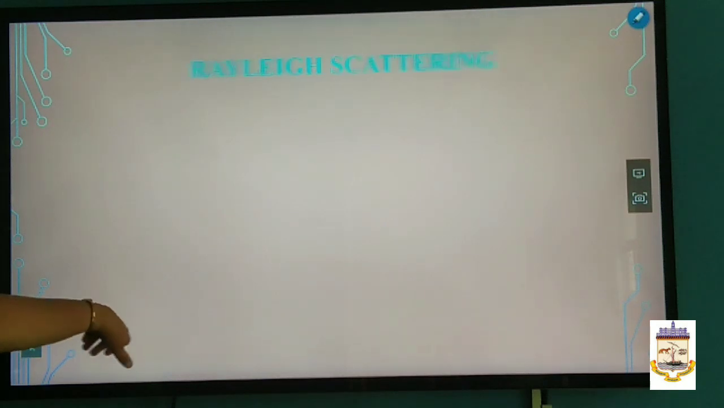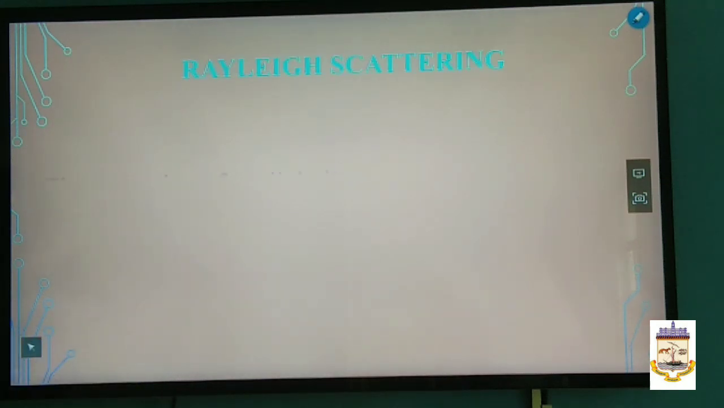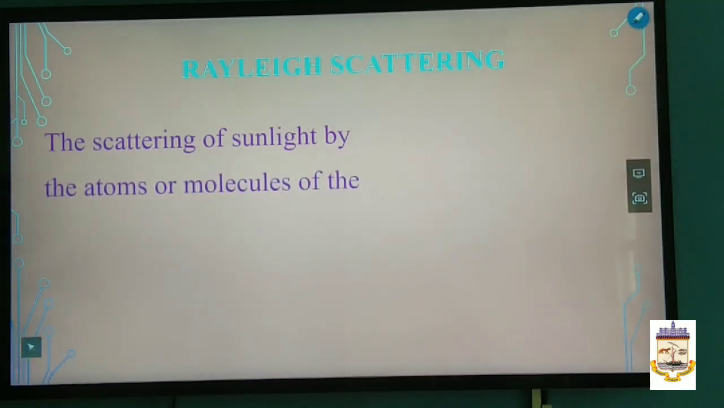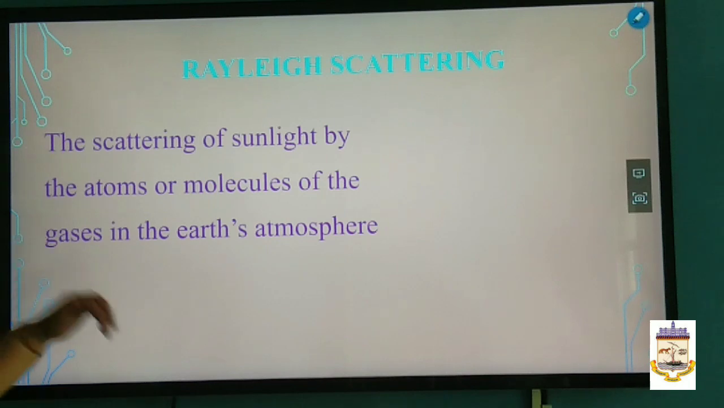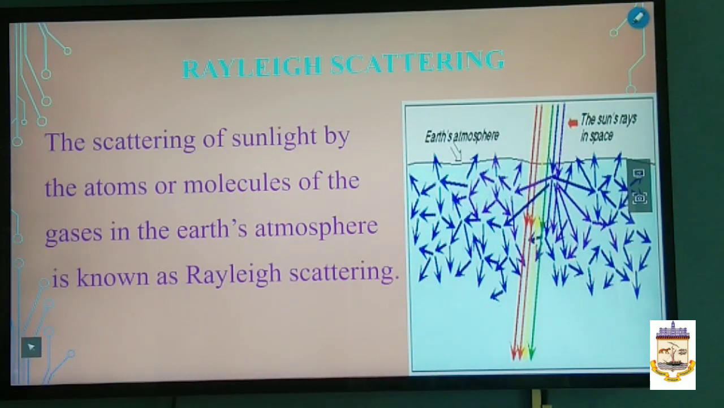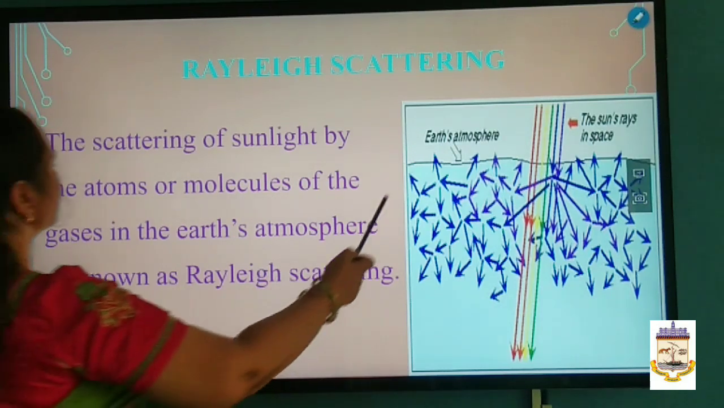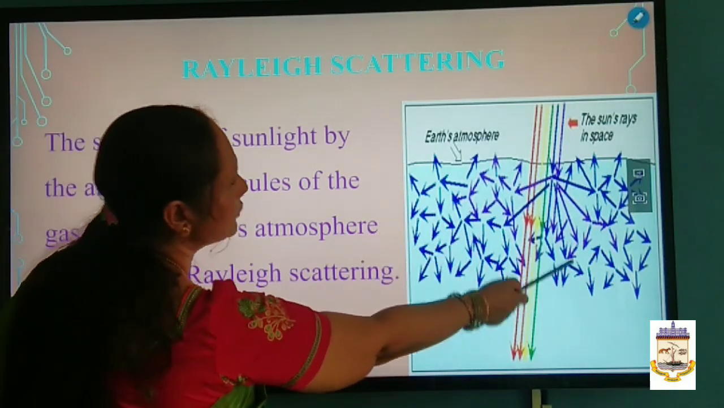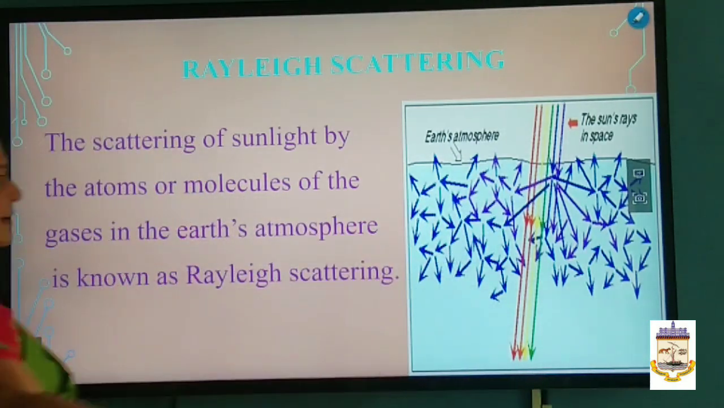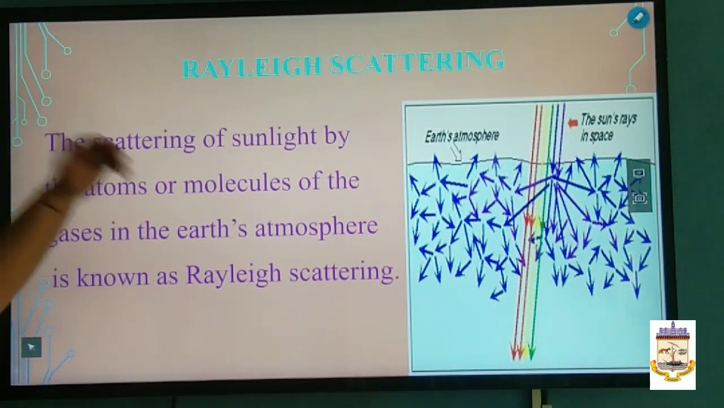The next one is we are going to focus on Rayleigh scattering. The scattering of the sunlight by the atoms or the molecules of the gas in the Earth's atmosphere is known as the Rayleigh scattering. See here children, the small atoms and molecules present in the Earth's atmosphere scatter the sunlight. This is known as the Rayleigh scattering.